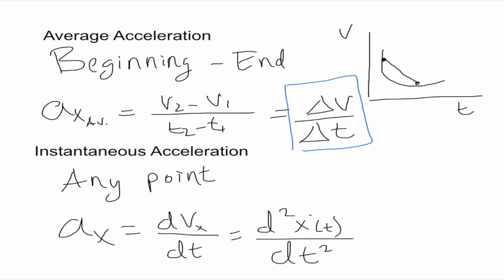What this means is, if we are given a value of displacement, we can obtain its derivative twice to obtain the acceleration. If we're given a value of velocity, we can obtain its derivative once to obtain the acceleration. And those are the differences between average and instantaneous acceleration.